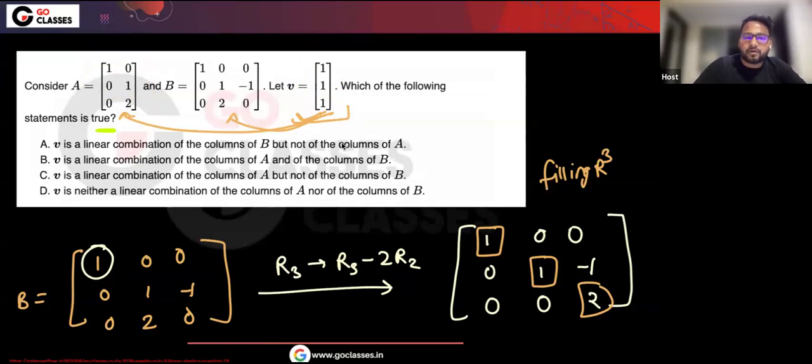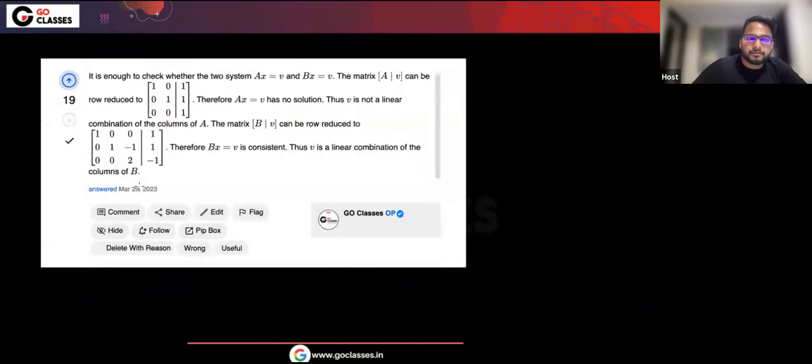So what is the correct answer here now? The answer will be: V is a linear combination of columns of B, but not the columns of A. So the answer will be A, right? Is this fine to everyone?